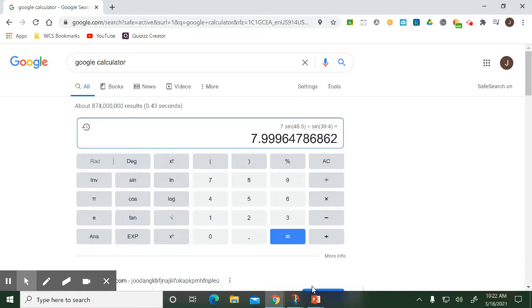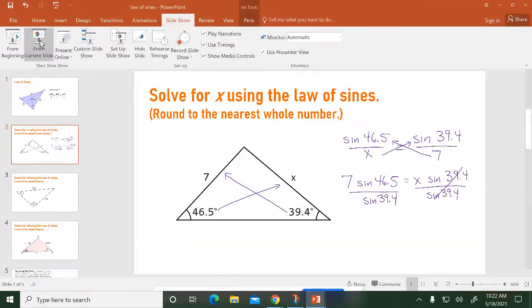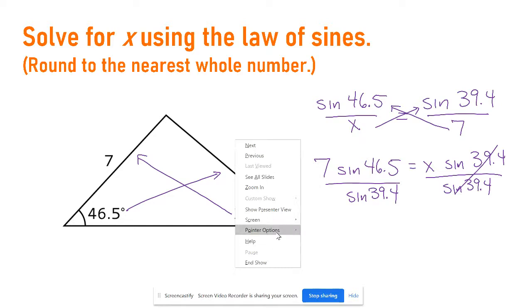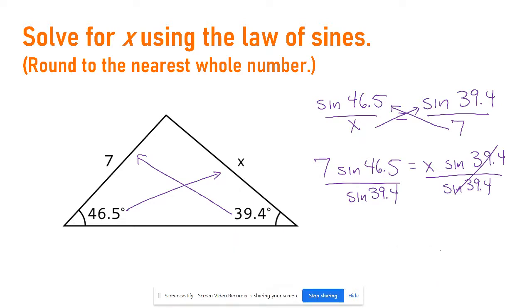So we are rounding to the nearest whole number. So when we do that, we are going to get x equals 8 because it was 7.9996. Now that seems pretty reasonable. You always want to make sure your answer is reasonable. If the left side of this triangle is 7, it makes sense that the right side is 8. And one thing you learn in geometry is longer sides are across from larger angles. So we would expect the side that's across from 46.5 to be a little bit bigger than the side that's across from 39.4.